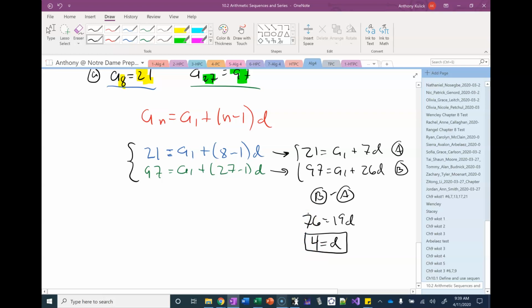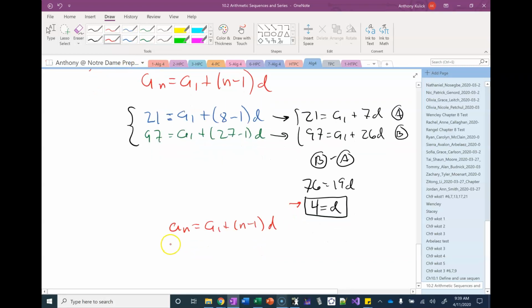Now, this becomes a problem just like the previous one, where we know what d is, and we know some term that's not the first term, but we can use either one of these two terms to find the first term. So again, for the sake of argument, I'm going to pick this one, just because the numbers are a little bit smaller. So again, I have an a sub n, and I have an n.